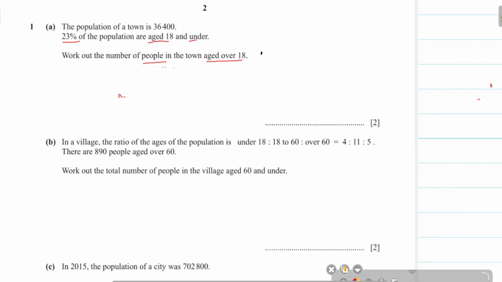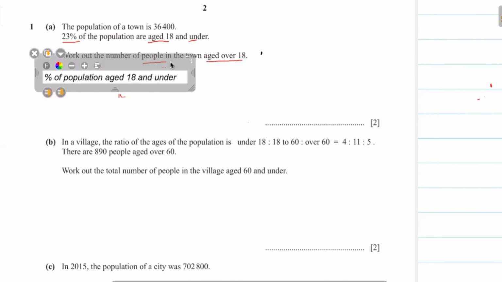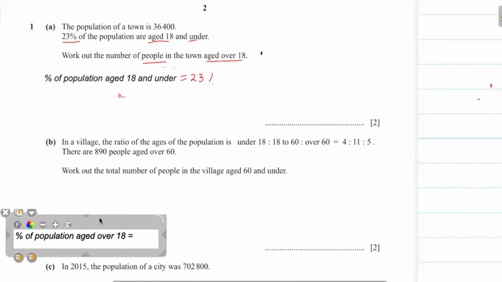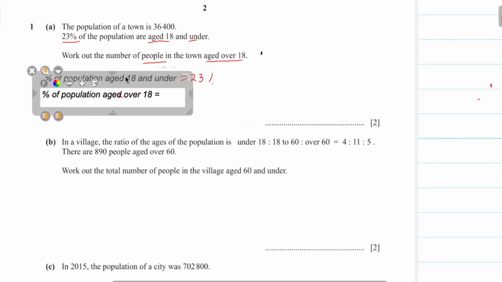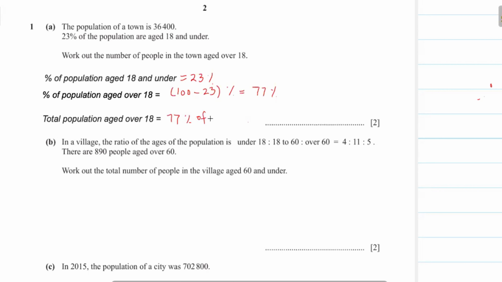You see here, the percentage of the population aged 18 and under is 23%. We write here 23%. And the population aged over 18 will be equal to 100 minus 23%, and this will be equal to 77%. Therefore, the total population aged over 18 will be 77% of the total population.